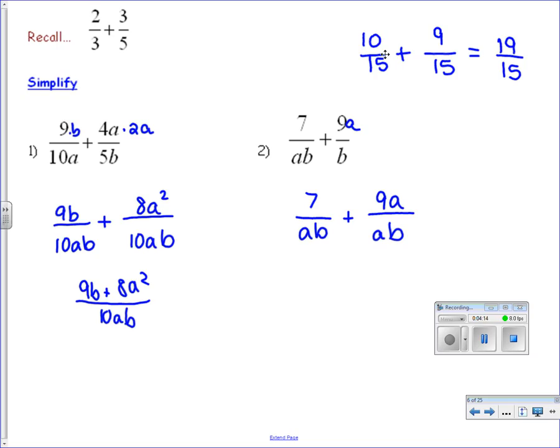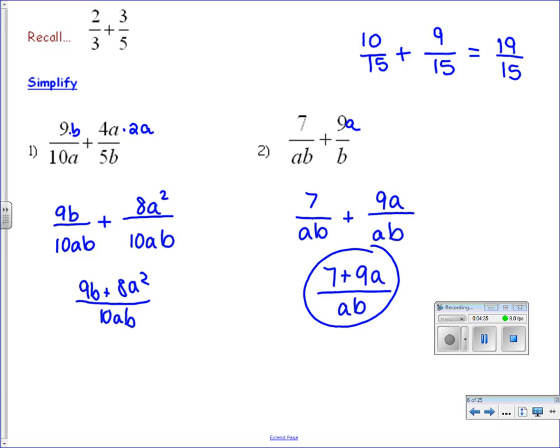And then put these together, but they're not like terms, so I'm just going to write 7 plus 9a, or I could write it as 9a plus 7, and then keep the denominator. And again, not all the terms have an a in it, so therefore this is it. I can't do anything more. I cannot cancel that a with that a. That's illegal.